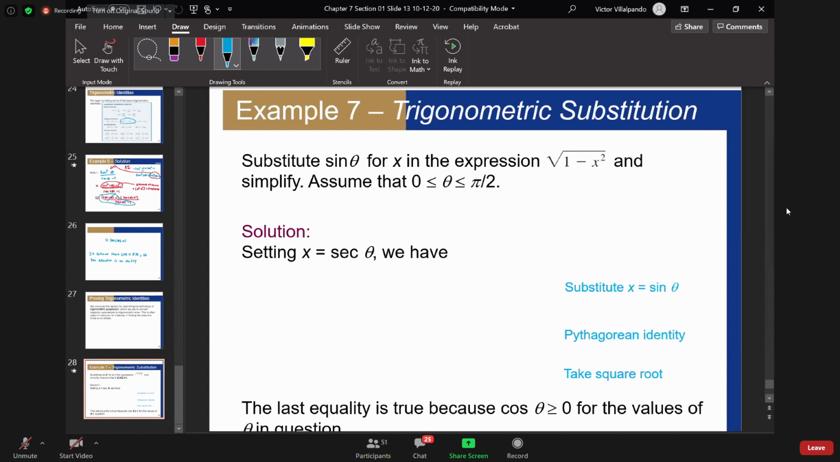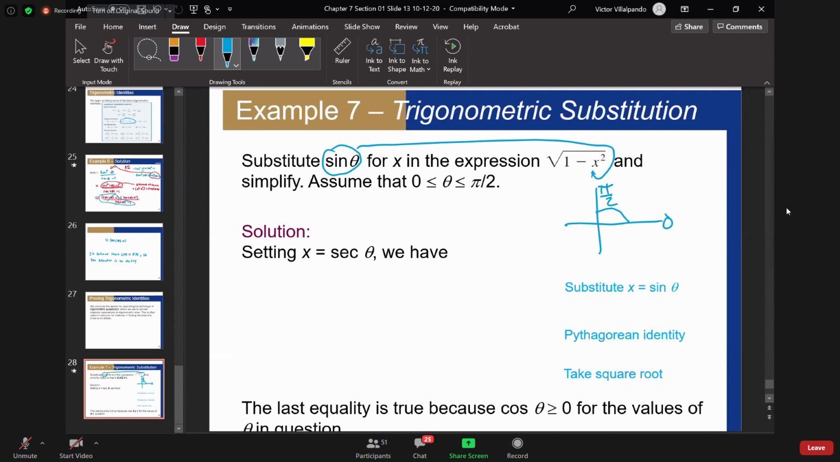It says substitute sine theta for x. So they want us to put sine theta for x, right? In the expression and simplify, assume that theta is between 0 and pi over 2. So we're in the first quadrant, between 0 and pi over 2. So they're giving us some restriction on the angle. Because remember, we've simply been taking sines and cosines, tangents, secants, cosecants, cotangents of angles. Pretty much this whole class.